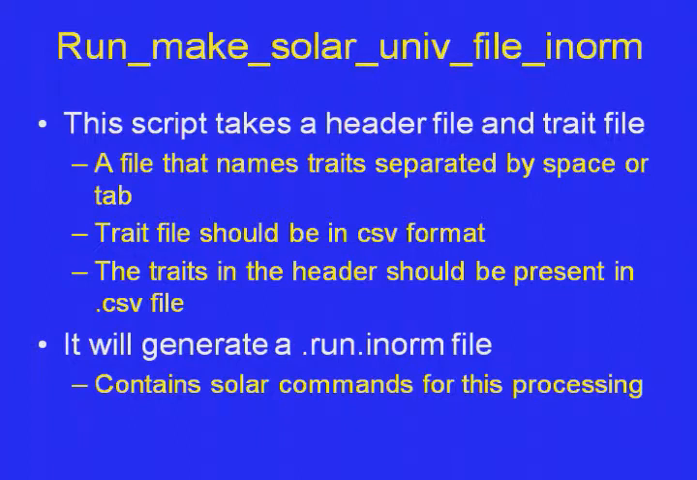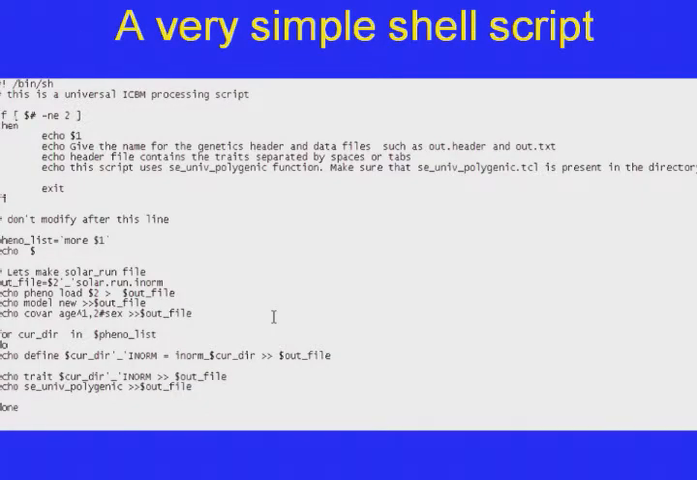It's very convenient when you start running into a number of traits that exceeds 5. For example, if you want to run a voxel-wise approach, it basically becomes inevitable to use something like this, whereby you prepare a Solar command file for each of your phenotype files, which can now have maybe 4 to 5 to 10,000 individual traits. And this is in fact a very simple shell script, and you can look over it and modify it to your liking.